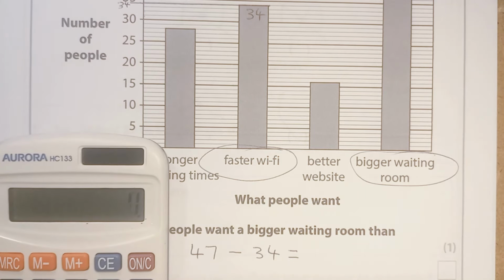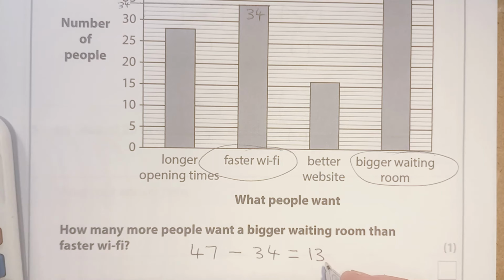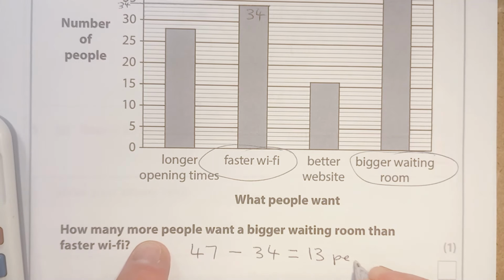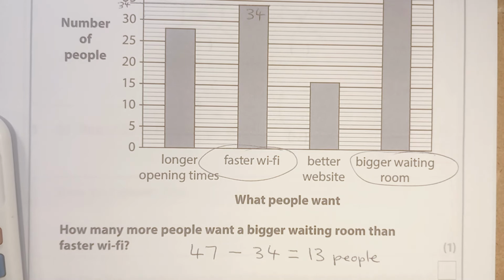So get our calculator, 47 minus 34, and we get 13. And with this one, it's how many people. So it's 13 people. You don't have to write it, but it's good to think about what it is we've worked out, and it makes sure that you don't miss out any units. It could have been pounds, it could have been grams, but in this case, we're just talking about people.